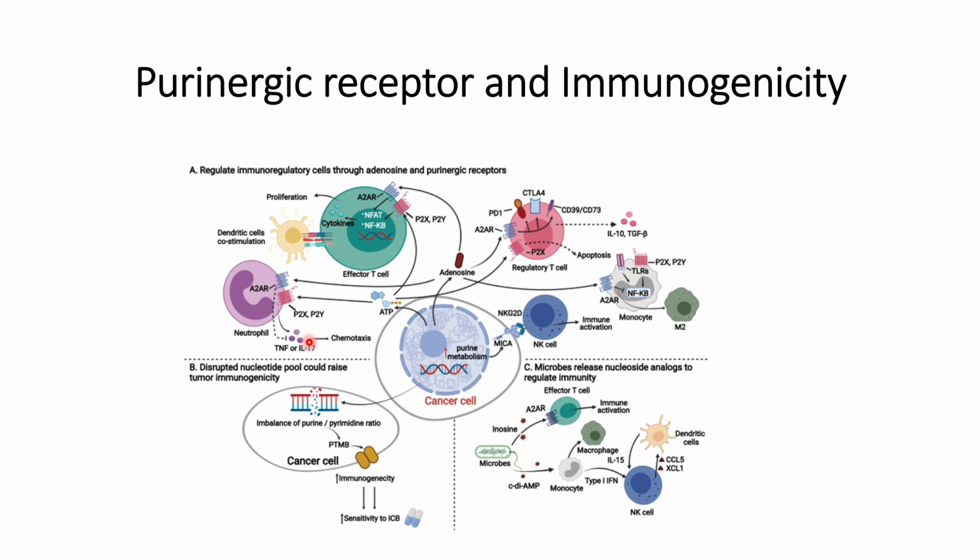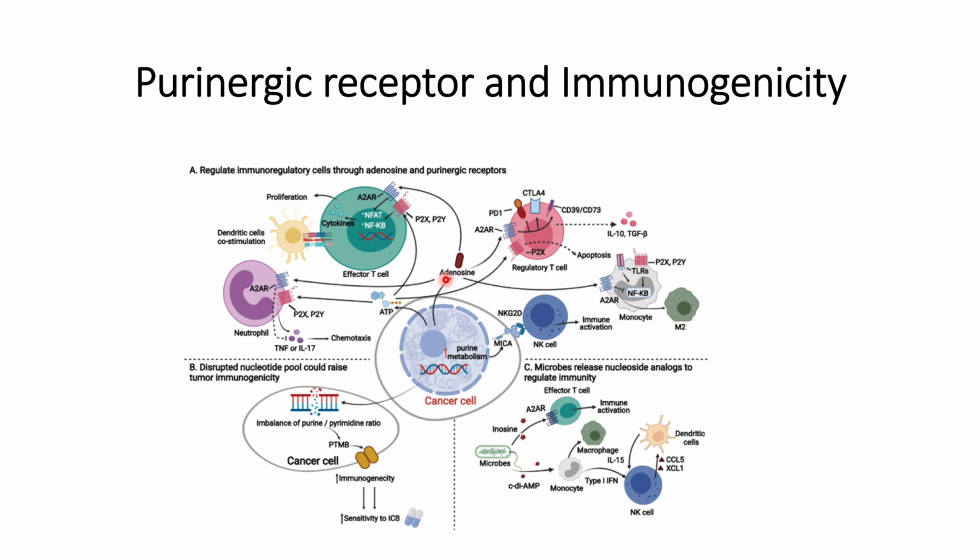And the other immune cells that will also be activated because of the high amount of purines are neutrophils. Neutrophils also have receptors such as P2X and P2Y, and when these neutrophil receptors interact with these purines, it will lead to chemotaxis factors such as TNF or IL-17. And both of these cytokines or chemotactic factors have an immunogenic effect against the cancerous cells.